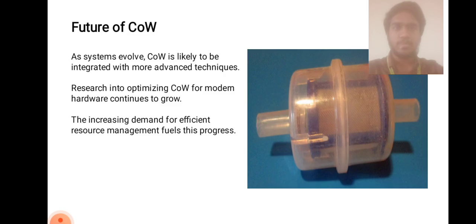Future of copy-on-write. As systems evolve, copy-on-write is likely to be integrated with more advanced techniques. Research in optimizing copy-on-write for modern hardware continues to grow. The increasing demand for efficient resource management fuels this progress.